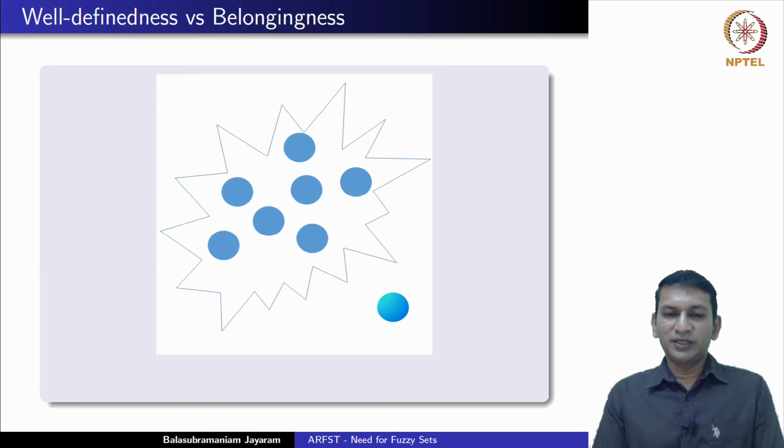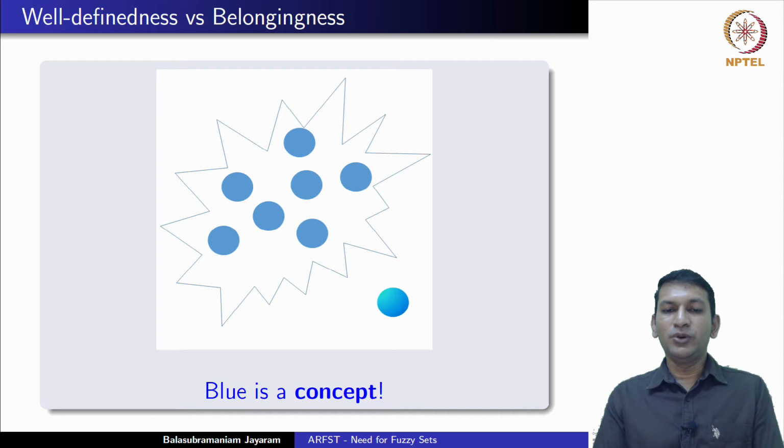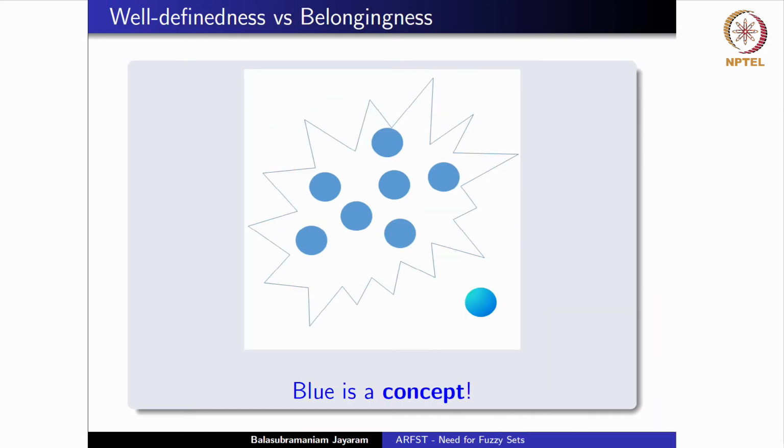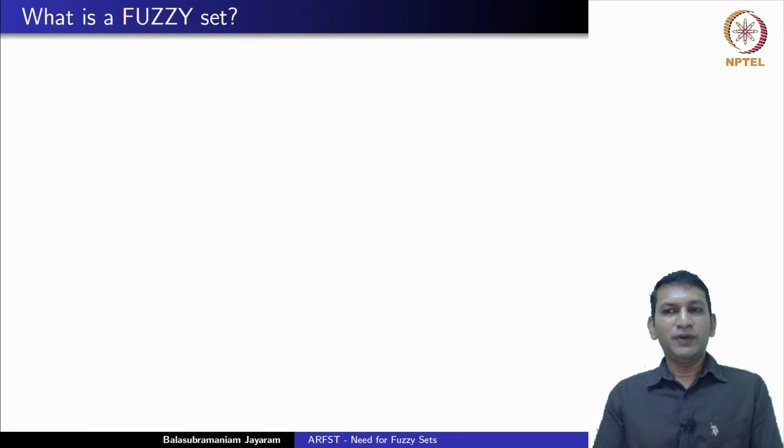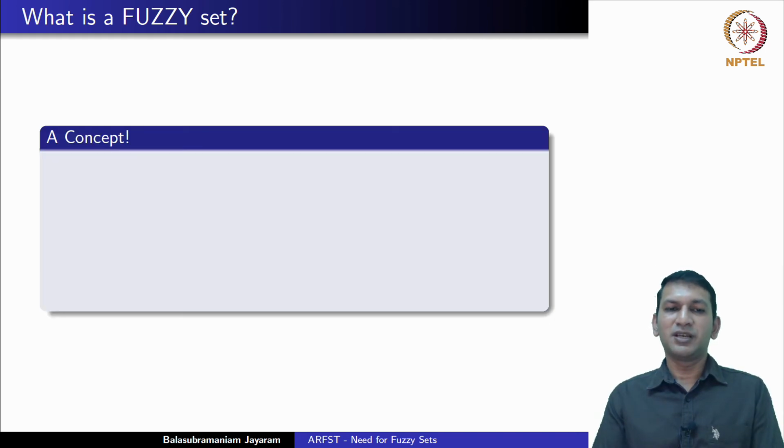Now if you take a moment, part of you wants to say yes, part of you wants to say no. Because you're asking the question, how blue should something be to be called blue? Because blue itself is a concept. We talk about darkness, we talk about pitch darkness. So it is a concept. So if you were to ask, what is a fuzzy set? Perhaps one of the best ways to explain it is, it's a mathematical construct which captures a concept.